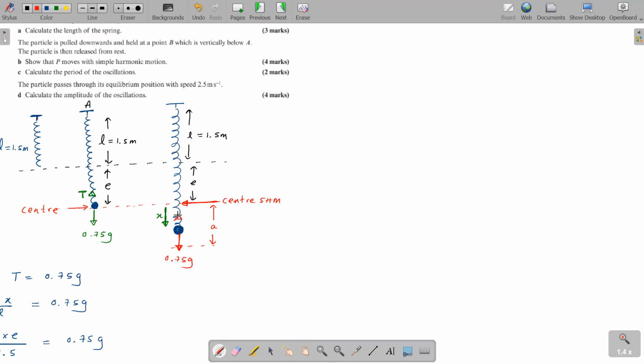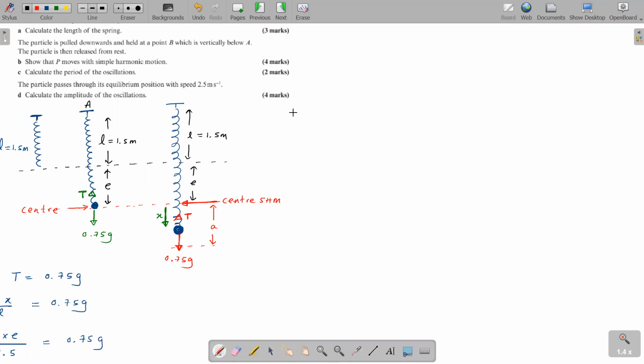And now you have tension acting upwards. In this case, are the tension and the weight going to be equal? When you have pulled this and it's moving, are the tension and weight going to be equal? No, the tension and weight are equal only at the equilibrium position. So over here the particle is moving in simple harmonic motion.